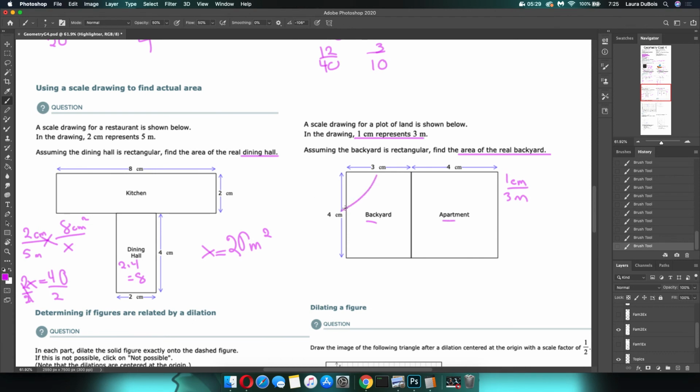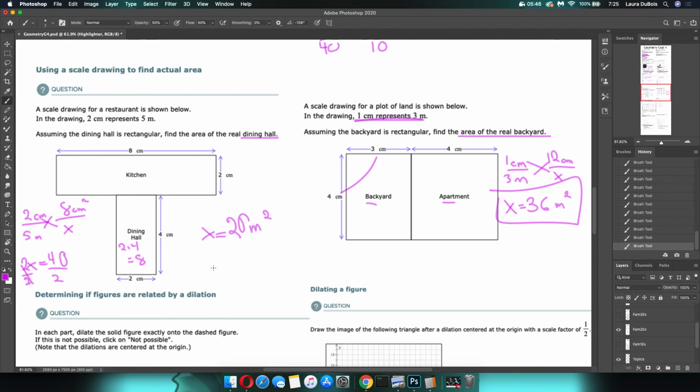3 times 4 is going to be 12 centimeters over x. So x equals, oh, we got lucky, 36 meters squared. That's going to be your answer. So again, they tell you the proportion, and then you can find your area and figure it out that way.